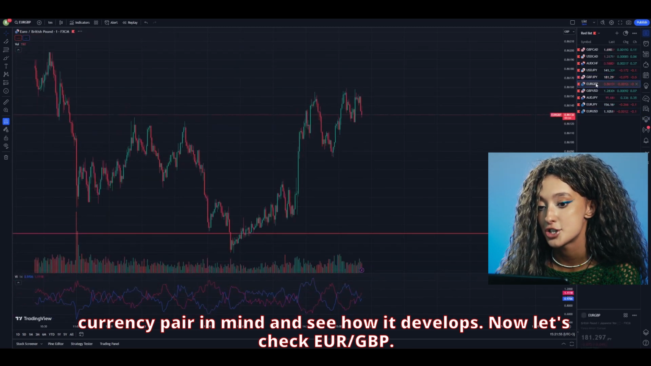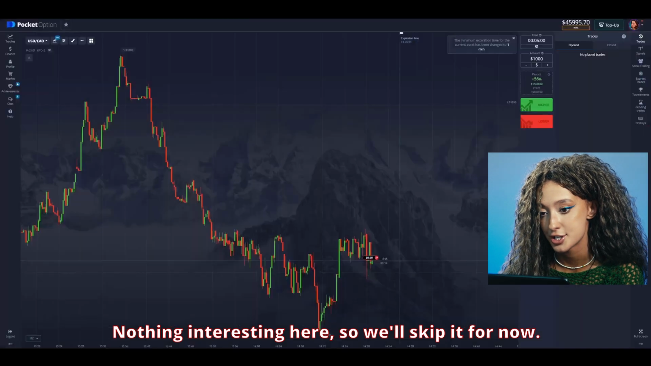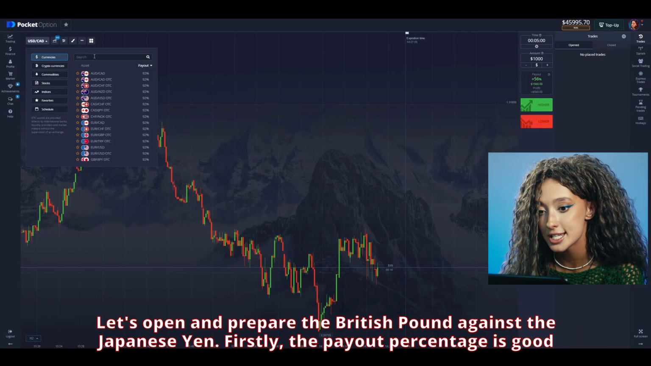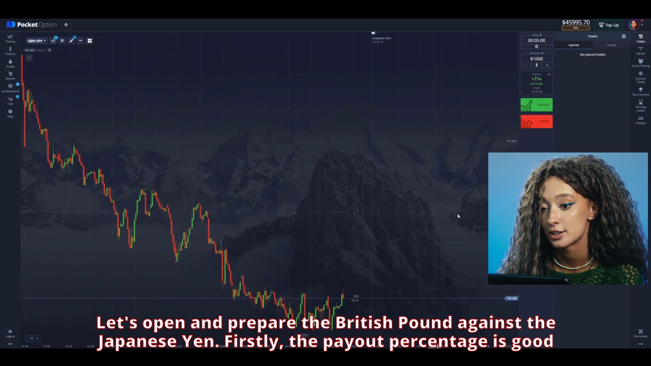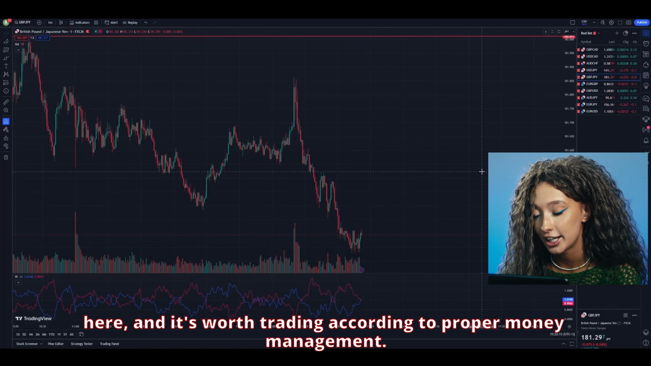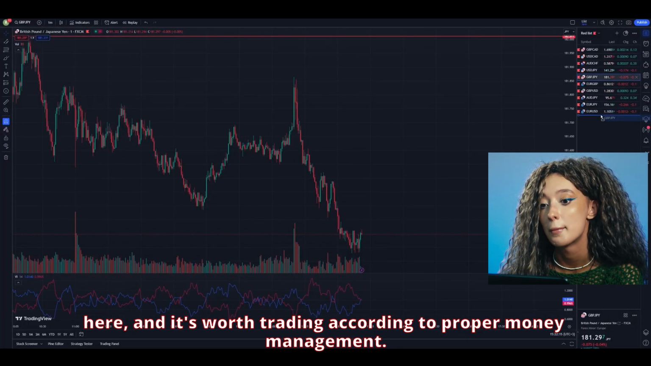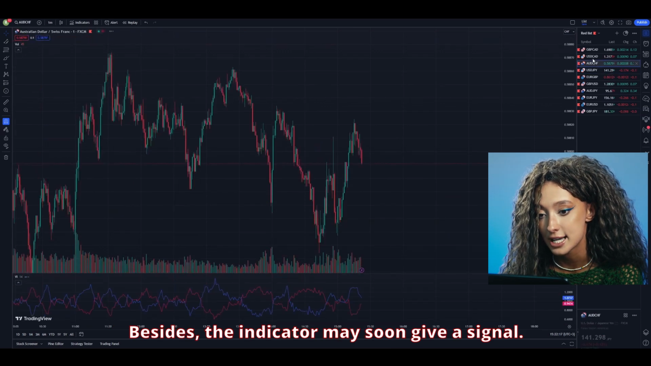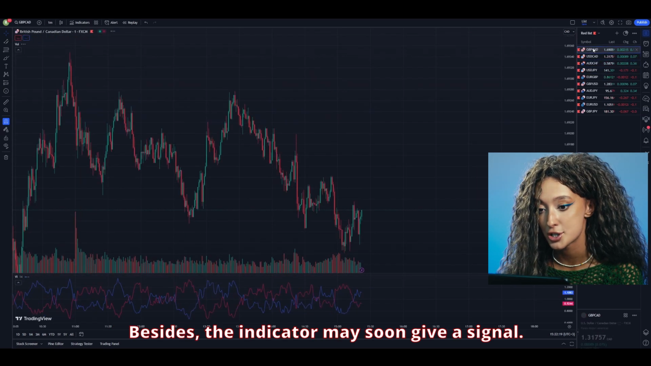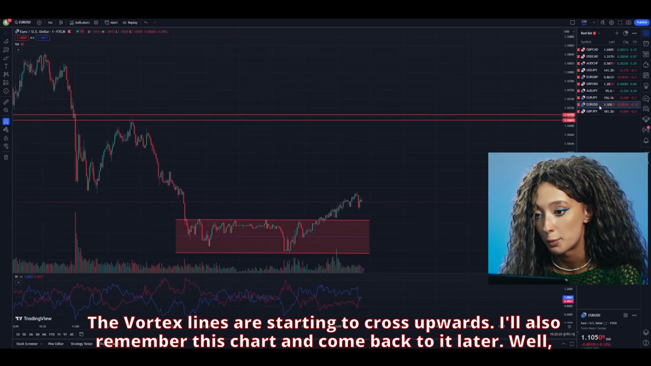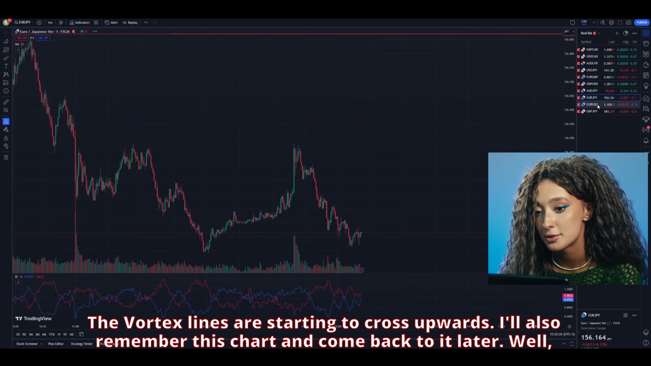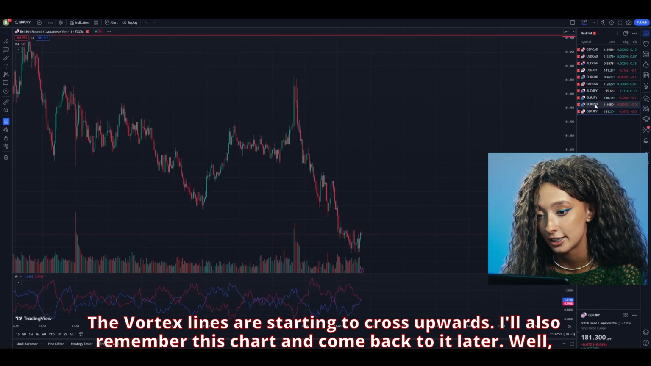Now let's check Euro and GBP. Nothing interesting here, so we'll skip it for now. Let's open and prepare the British pound against the Japanese yen. Firstly, the payout percentage is good here. It is worth trading according to proper money management. So, besides, the indicator may soon give a signal. The Vortex lines are starting to cross upwards. I'll also remember this chart and come back to it later.